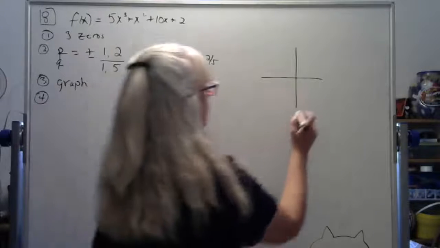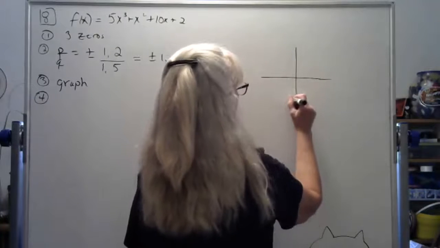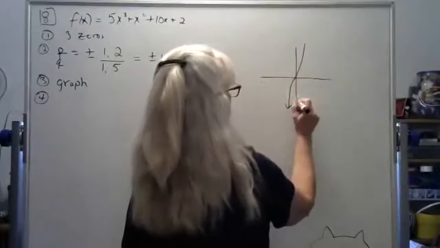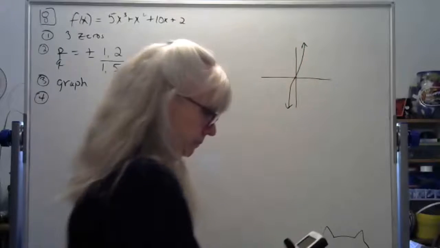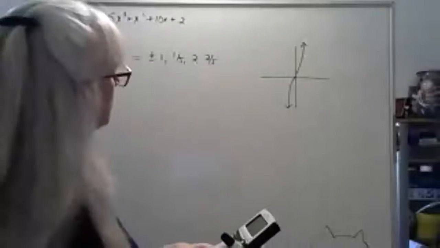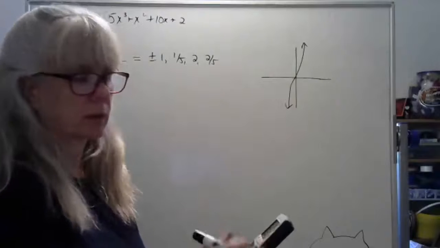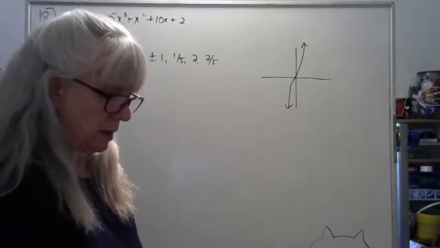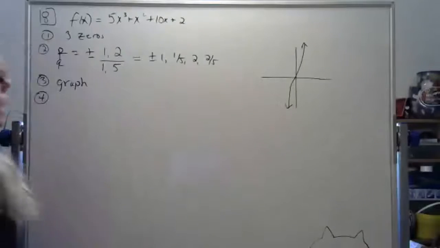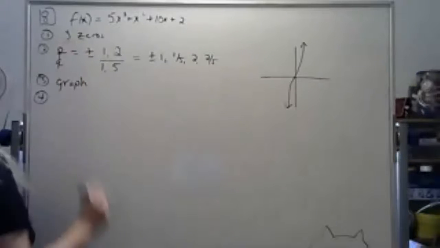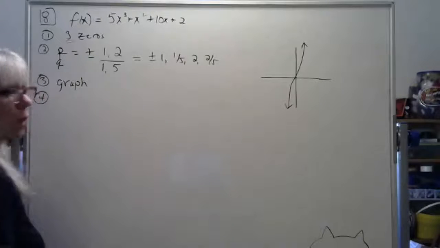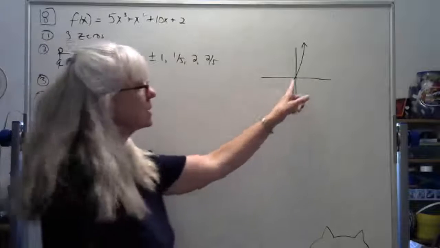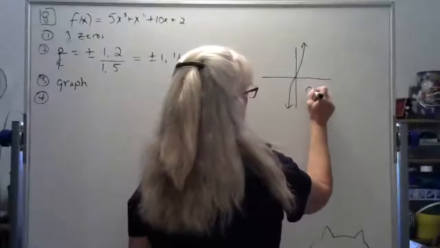Okay, so this time, my picture looks like that. Is that what you guys get? Okay, probably looks straighter than that. Well, wait a minute. This thing has 3 zeros. I'm only seeing 1 zero. So does everybody agree it's only crossing the x-axis once?